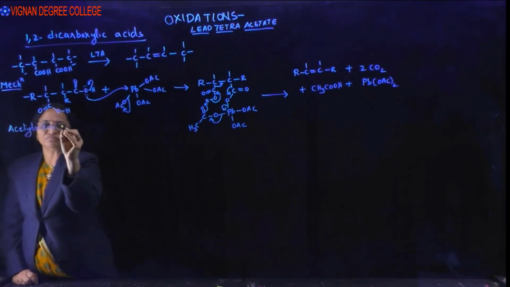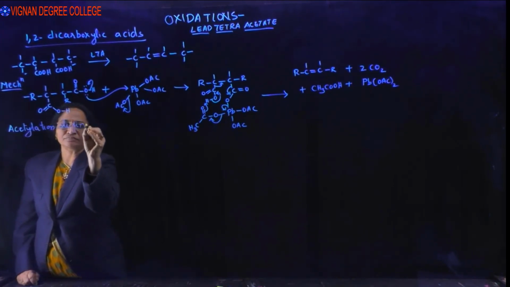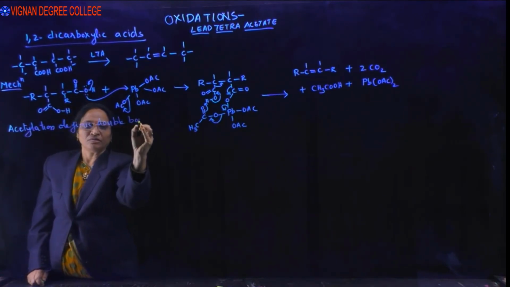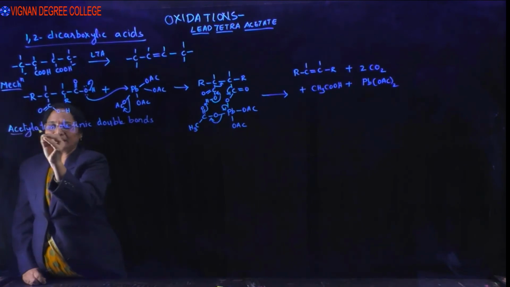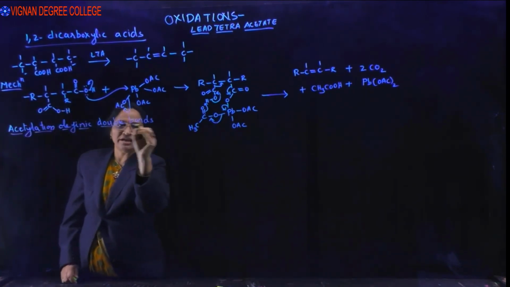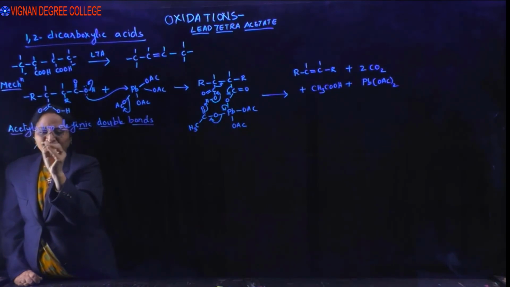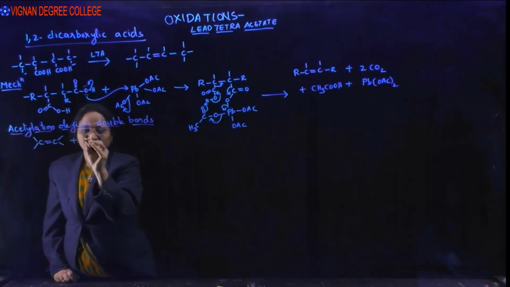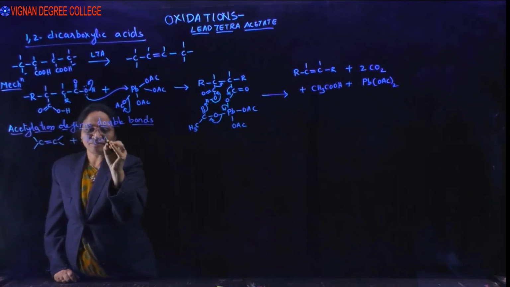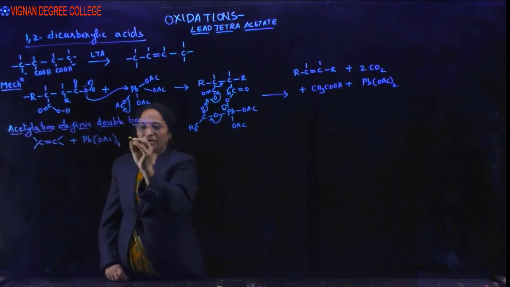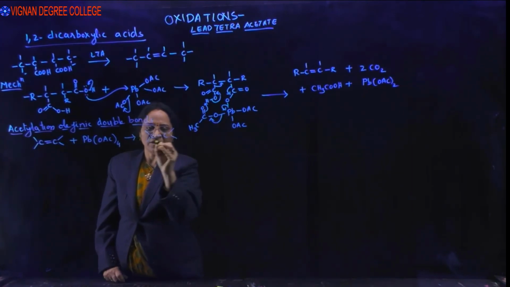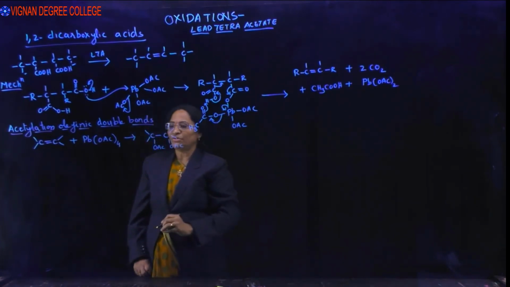Acetylation of olefinic double bonds, which is, we can say, oxidative addition at carbon-carbon double bond. So if you have a carbon-carbon double bond reacting with lead tetraacetate, it gives rise to an addition reaction with the addition of 2 acetyl groups.